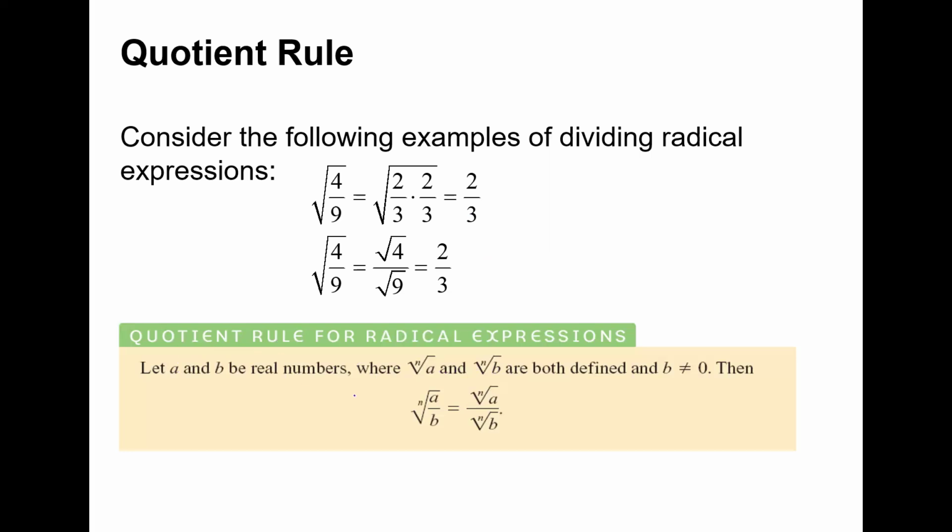And again, a and b are real numbers. The nth root of a and the nth root of b are both defined. b cannot be equal to 0. Then if we have the nth root of a over b, that's the same thing as the nth root of a over the nth root of b. And this is going to make our life simpler because we can go either direction, whichever makes it easiest for the problem.